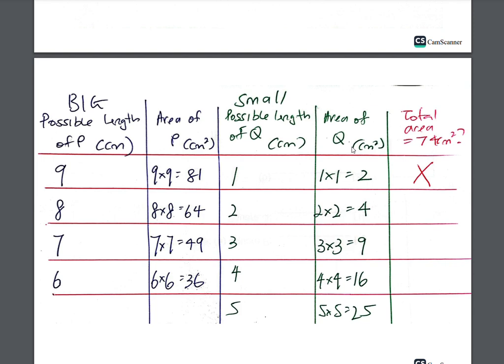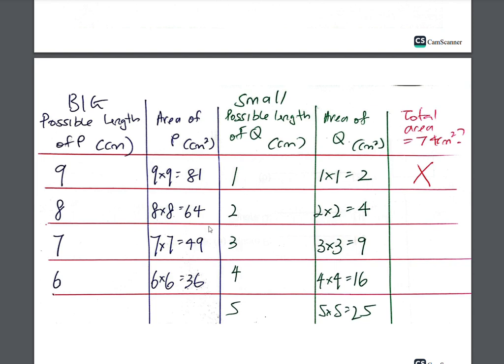Now, I know some numbers are definitely wrong. If the total is 74, I cannot have 10 cm because 10 times 10 is 100. What if it's 9 cm? Also cannot, because if the length of the big square is 9 cm, 9 times 9 is 81. That's bigger than 74. It's wrong. What if the length of the big one is 8? Then on this side, I just decrease 9, 8, 7, 6. Then for the length of the small square, I now increase from 1, 2, 3, 4, 5.